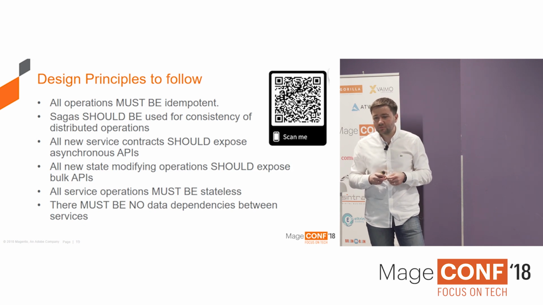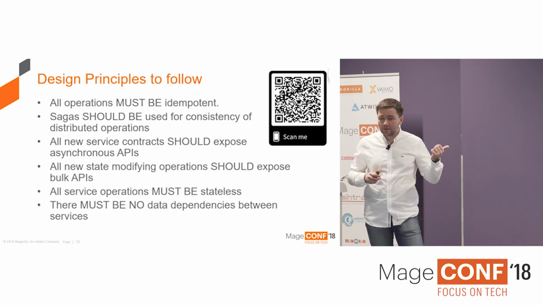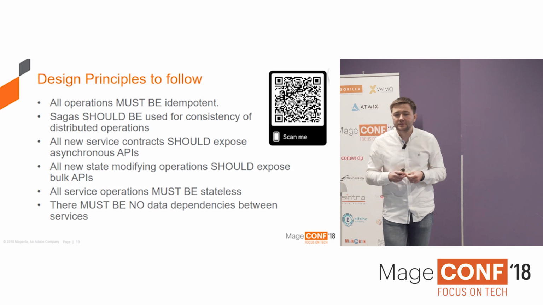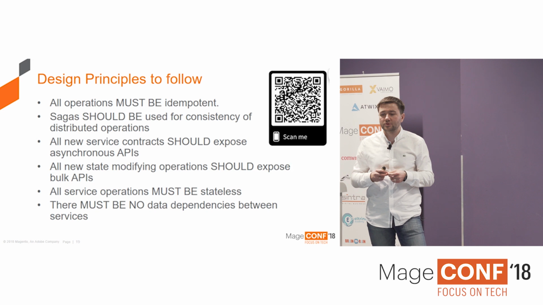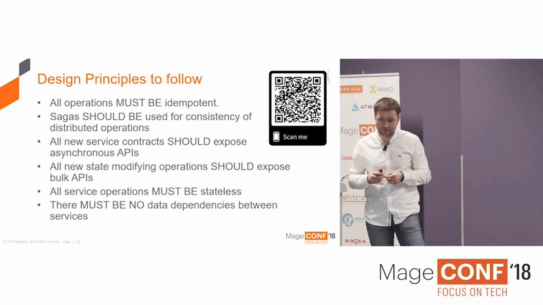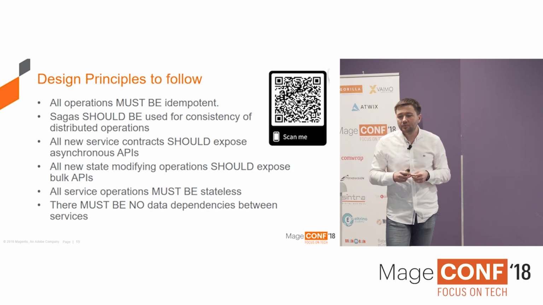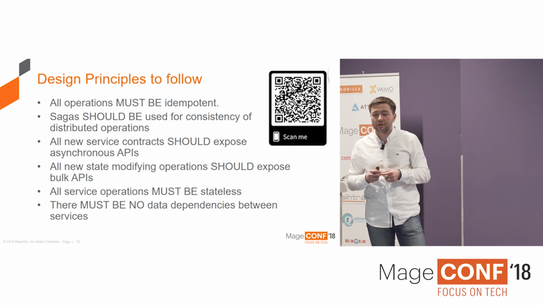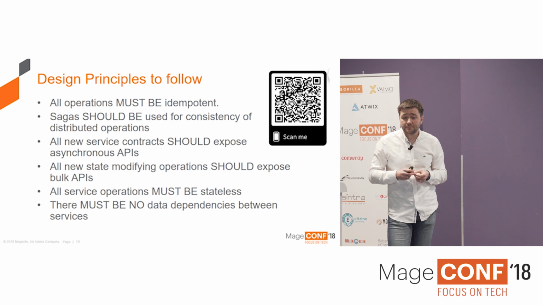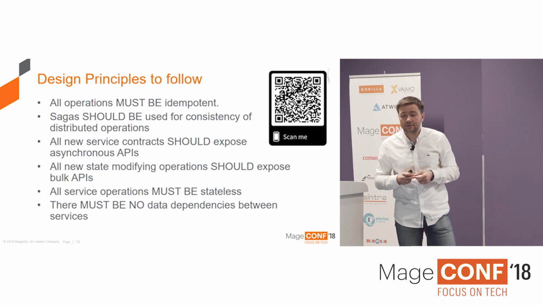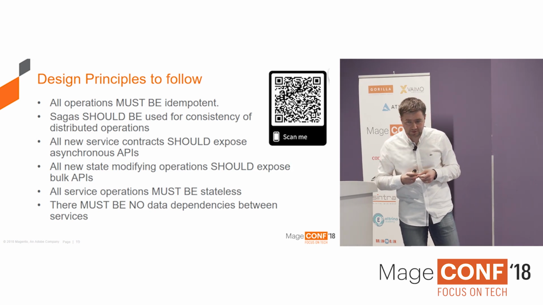So all the operations must be idempotent. Saga should be used for consistency of distributed operations. All new service contracts should expose asynchronous APIs. All new state modifying operations should expose bulk APIs. All service operations must be stateless, and there must be no data dependency between services.